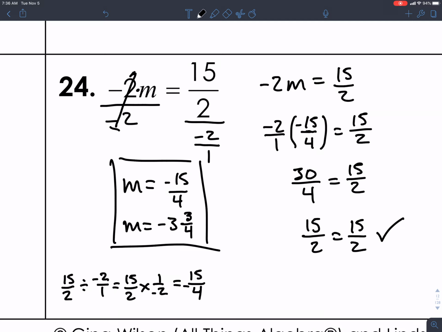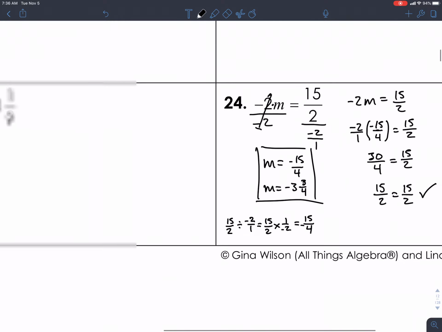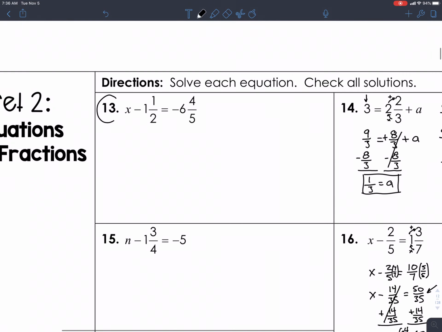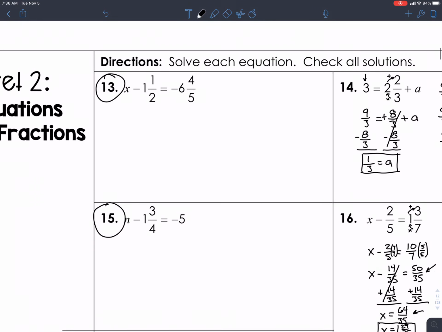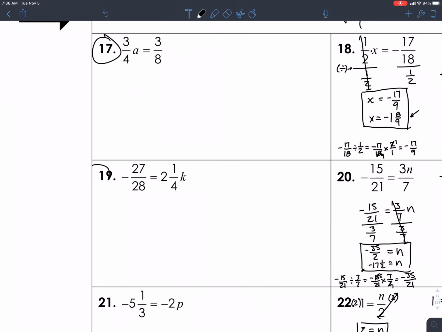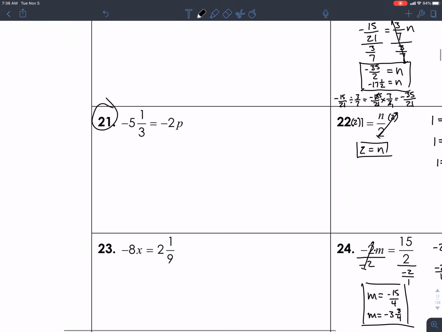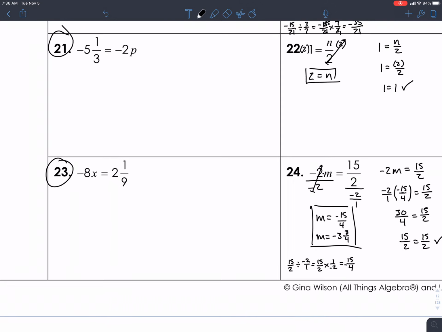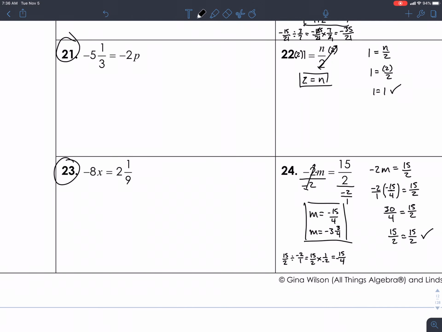You are responsible for the odds on the back of this page. 13, 15, 17, 19, 21, and 23. Those need to be done. And I'll probably just have you do the odds on the rest of the homework. It should be on the board. Whatever I write on the board for the homework is what you're responsible for, but I'm pretty sure it's just going to be the odds for the rest of the homework. Okay? And that is it for today.